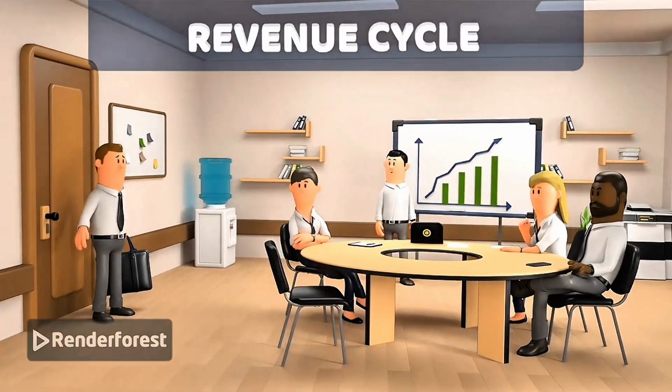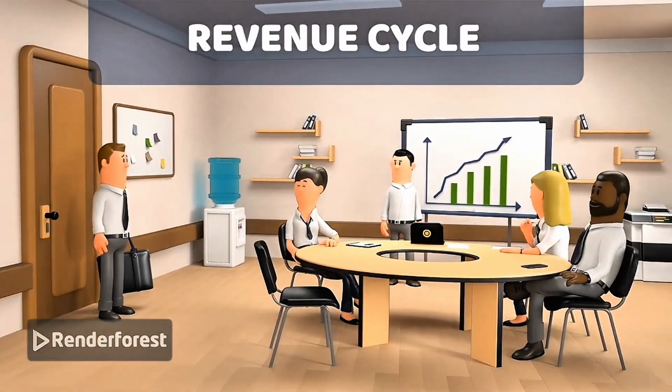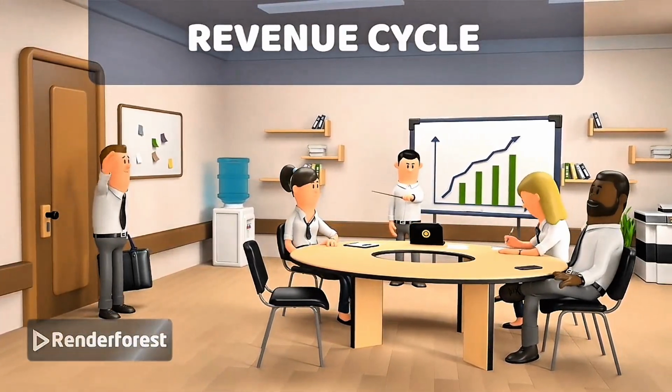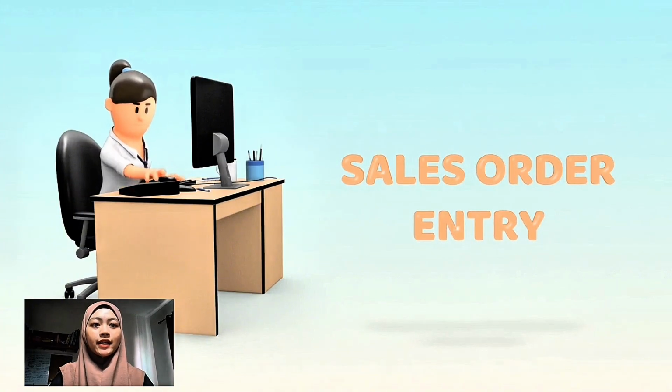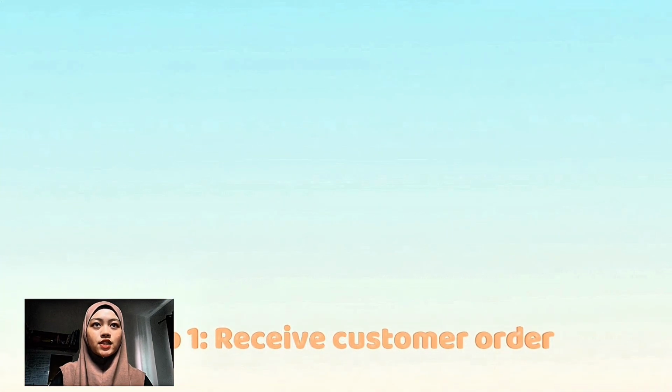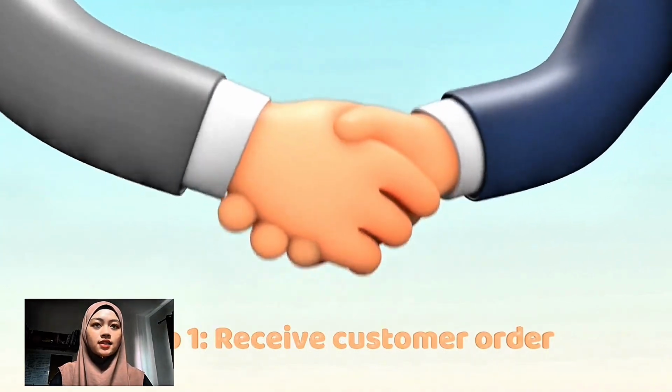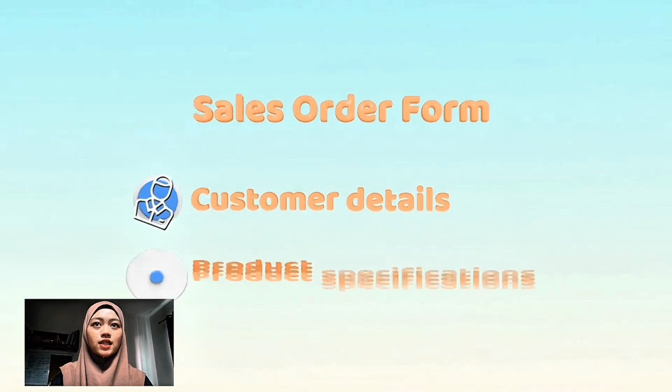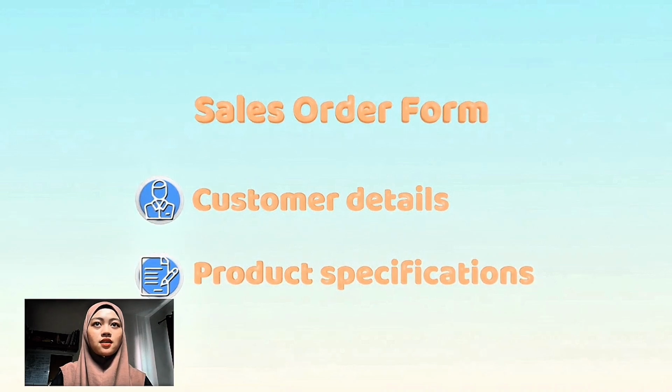There are 4 main activities in the revenue cycle. Let's get started with the first activities. Sales order entry is the first main activity in the revenue cycle. The first step in the sales order entry is the receipt of the customer's order. The sales order form is the document used in this process to record the sales order data.